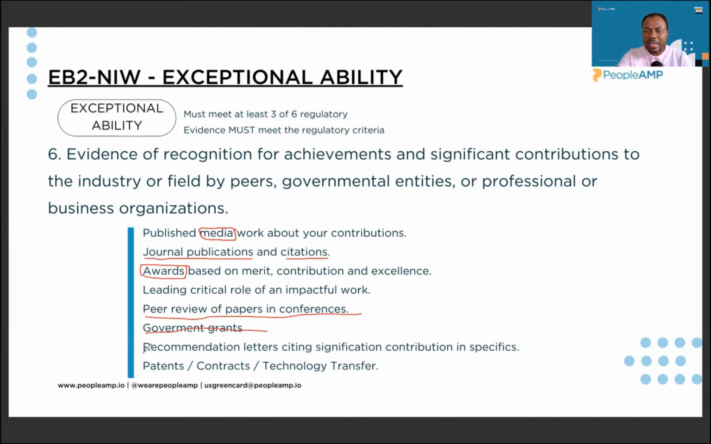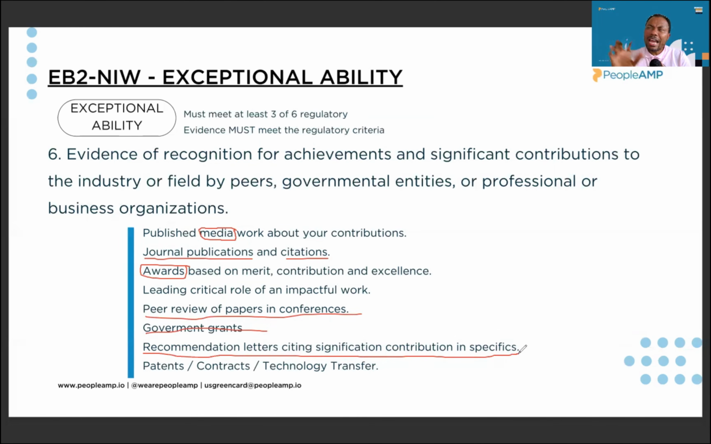I'll talk about letters. Get letters from people who are worthy of note in the industry, right? And lastly, if you have gotten some patent, some contract, or some work that you have done to advance the cause in the industry, you can also put that as an evidence here.